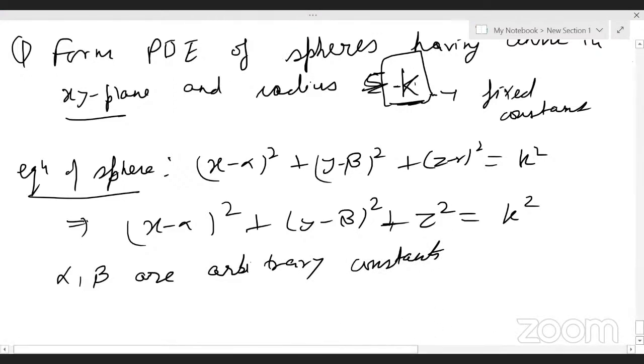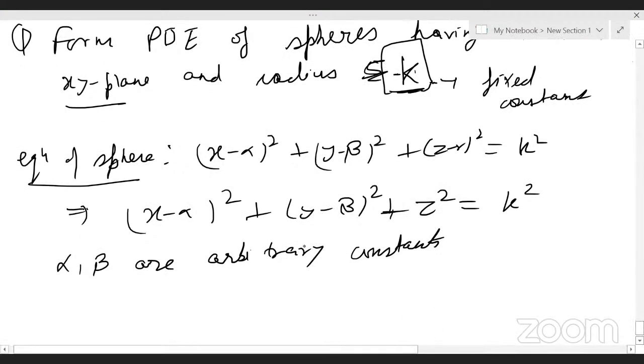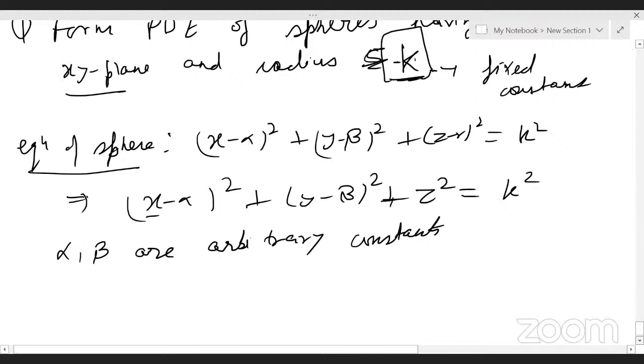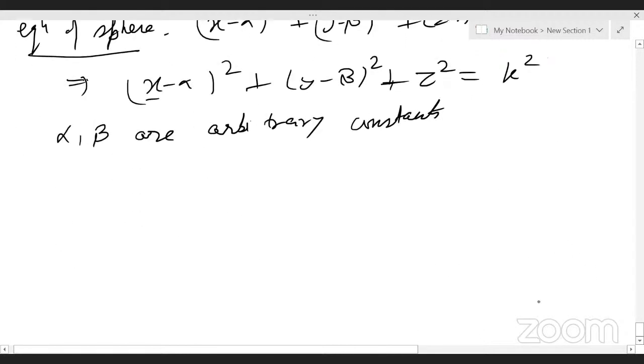So in this alpha beta, the number of independent variables are x and y, and the constants are 2. It means the equation will be linear. So how to do it now? Now once you form the equation, everything is easy. Differentiate with respect to y and with respect to x. So with respect to x, the differential will be 2(x minus alpha).